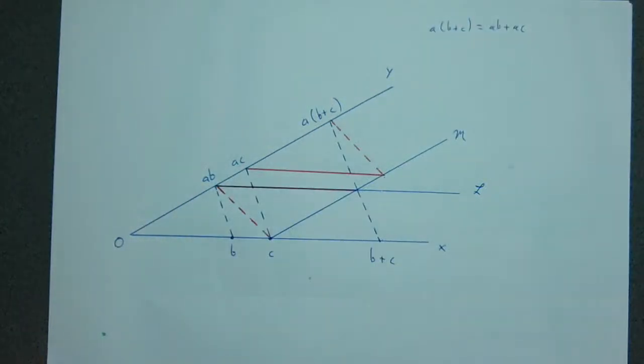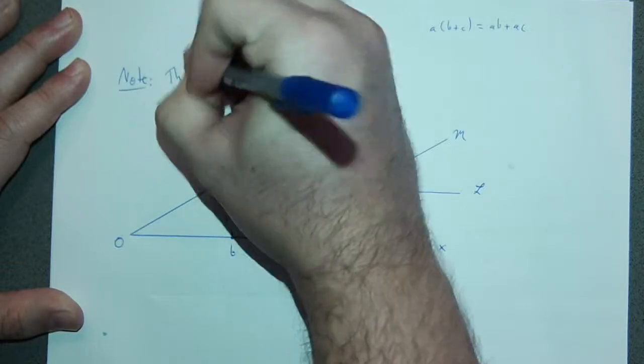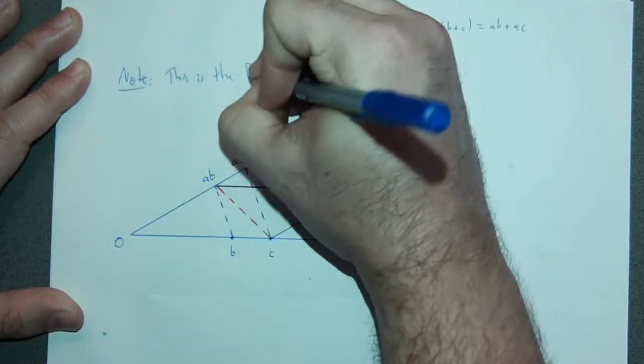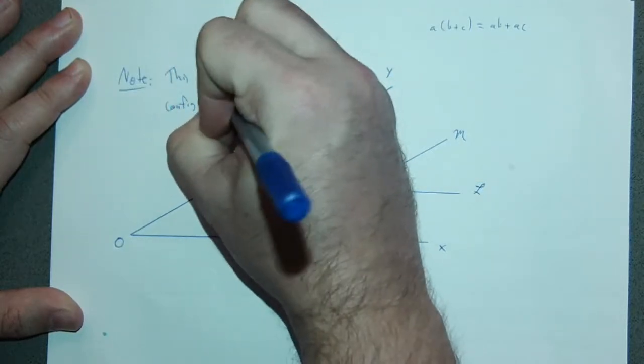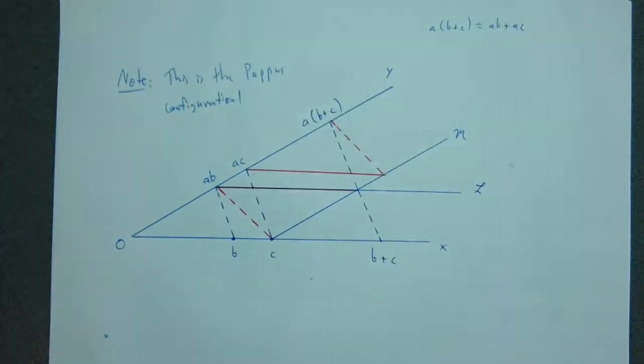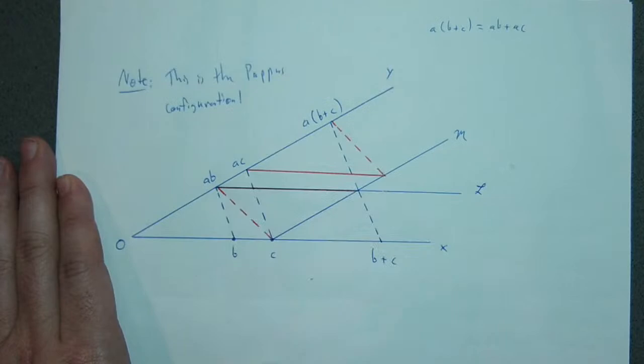What is this picture? This is the Pappus configuration. Note, this is the Pappus configuration. Again, I know you're probably sick of hearing that, but this shows exactly what it is that's going on here. Finishing this last pair of sides in the Pappus configuration, I'm guaranteed that this thing is parallel. But what did I just construct? What does this line construct? AB plus AC.